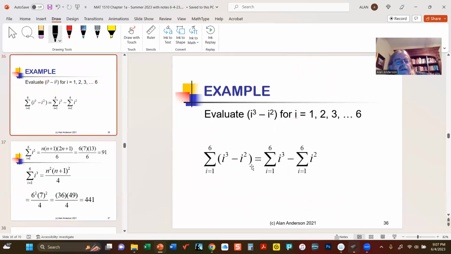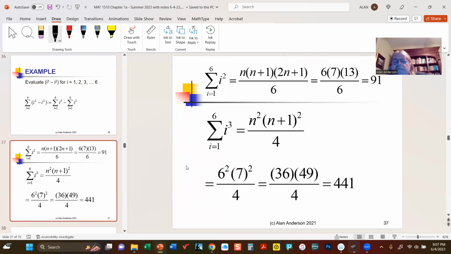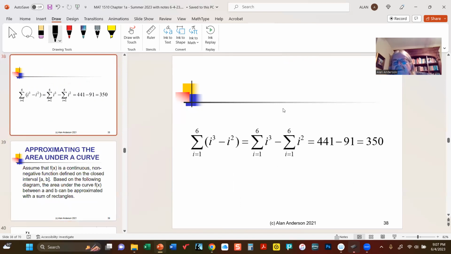Oh my God, now look at this disaster. But, oh, wait a minute. Look what we can do. We can break it up into the difference of i cubed minus i squared. We know each of those has its own formula. And so we should be all set. All right, there's the i squared formula, and here's the i cubed formula. And we go through and evaluate them, and we do end up with 350.